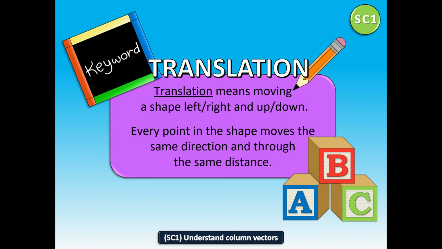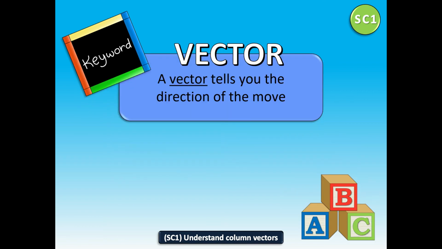Translation means moving a shape left or right or up or down. Every point in the shape moves in the same direction and through the same distance. A vector tells you the direction of the move. So this is what a vector will look like, with a number on top and a number underneath.